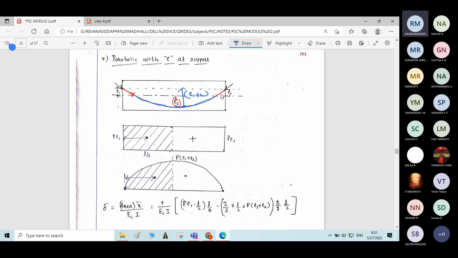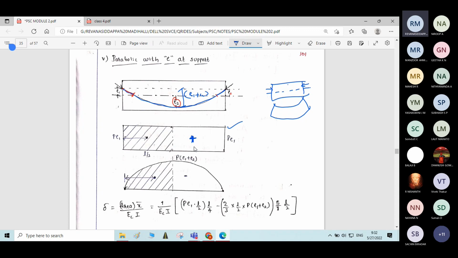See here, the portion of the cable which is above the central axis. This is the nature of the bending moment diagram: P into E1 with the positive sign. Why positive sign? Because the prestressing force is above the central axis, and if it is acting above the central axis, it will cause sagging bending moment. So the sign is positive.